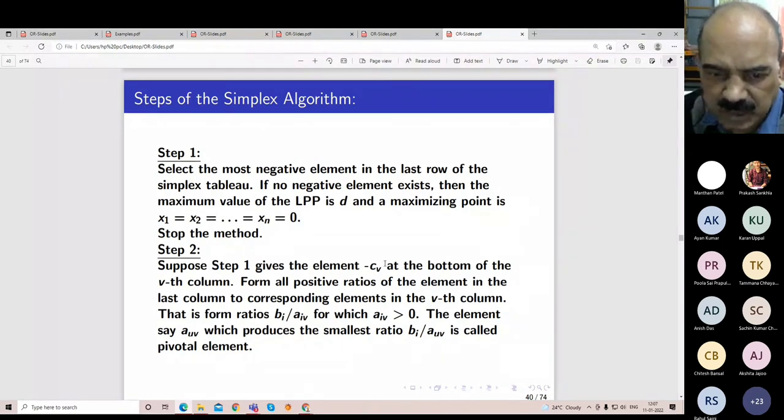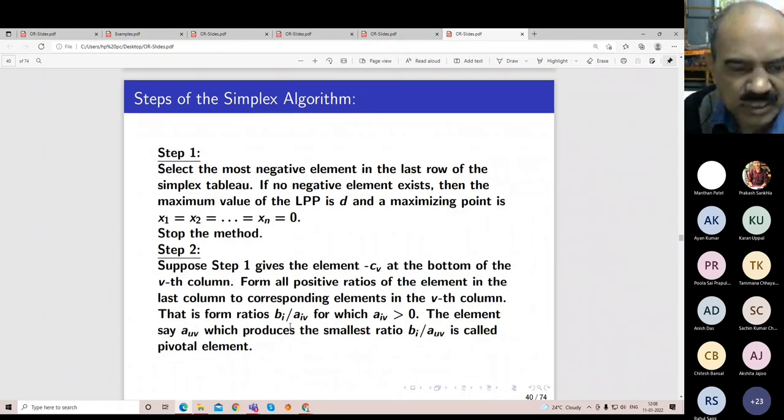So because the minus CV is representing the last row element in the bth column, we will form a ratio in this manner, that is BI divided by AIV, where AIV is positive. If AIV is 0, we cannot divide. If AIV is negative, we cannot divide. Only we will have positive ratio in the form BI divided by AIV.